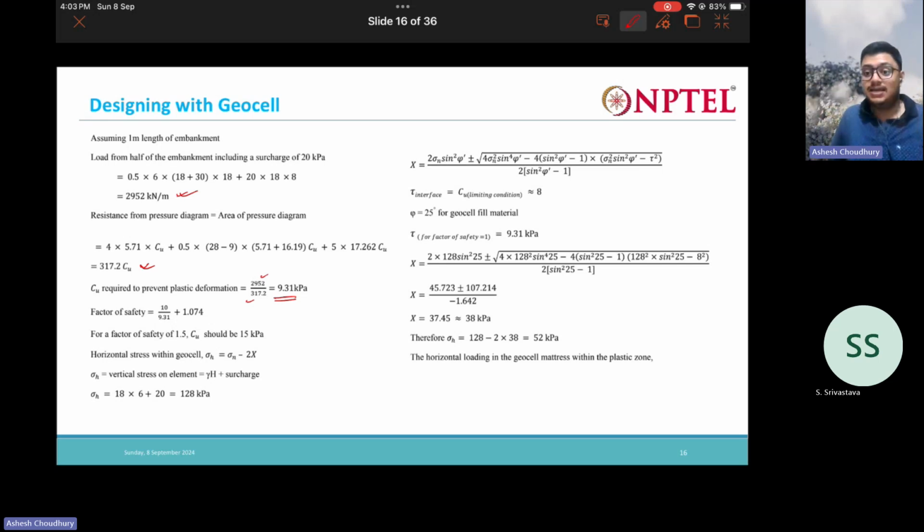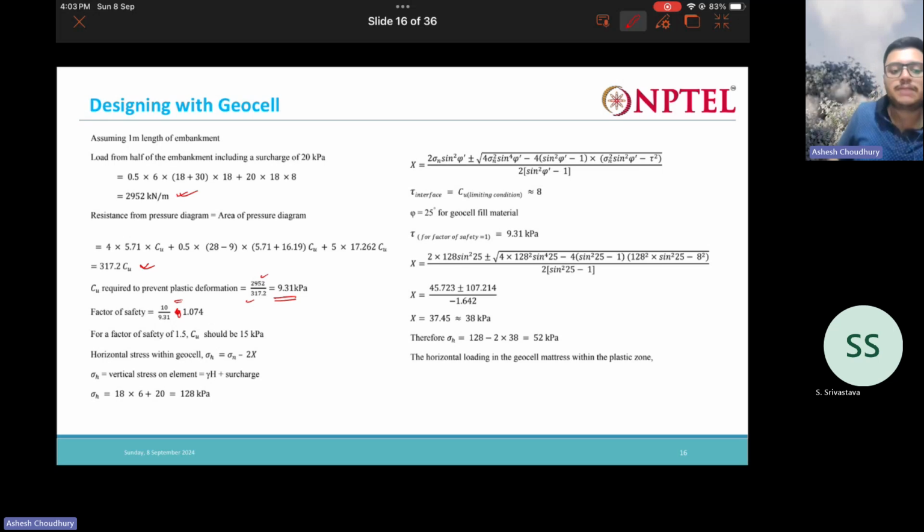But the Cu of our soil is 10. That means there is some factor of safety. The factor of safety is equal to 1.07, which is marginally safe. But at least we need a factor of safety of 1.5. That means the soft soil should have a cohesion of at least 15 kPa, so that the factor of safety of the system is 1.5. Okay, that's the thing.